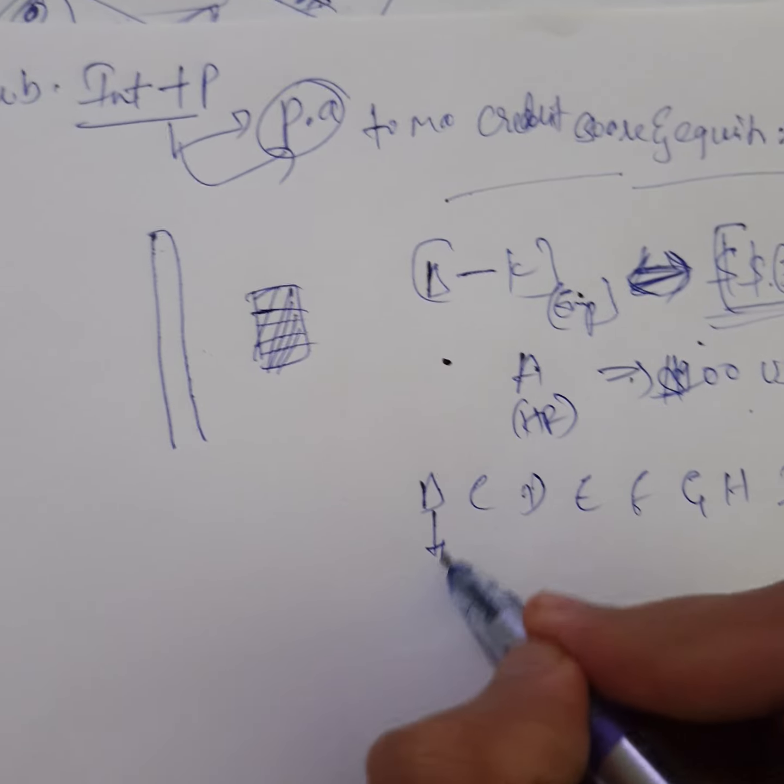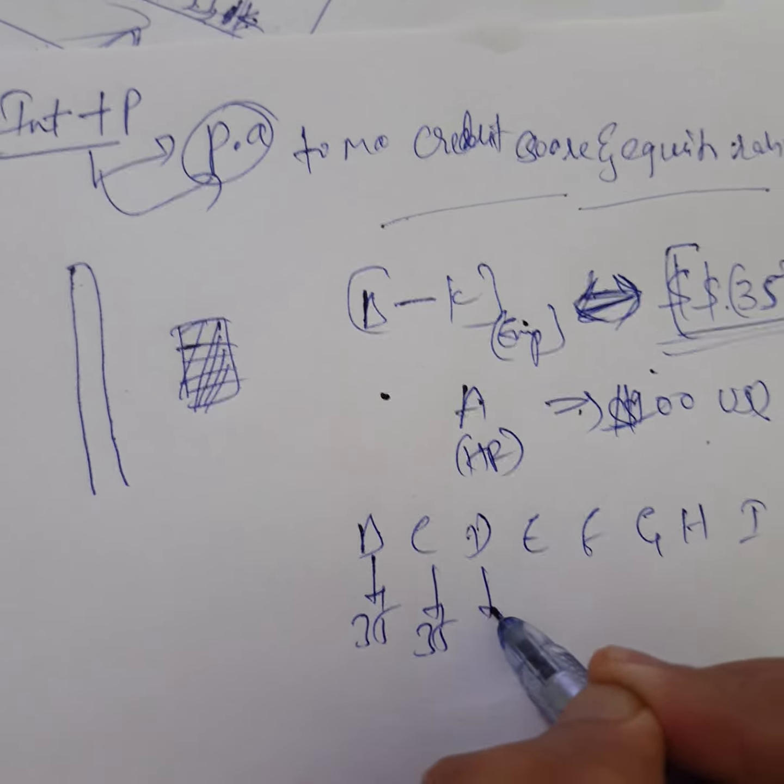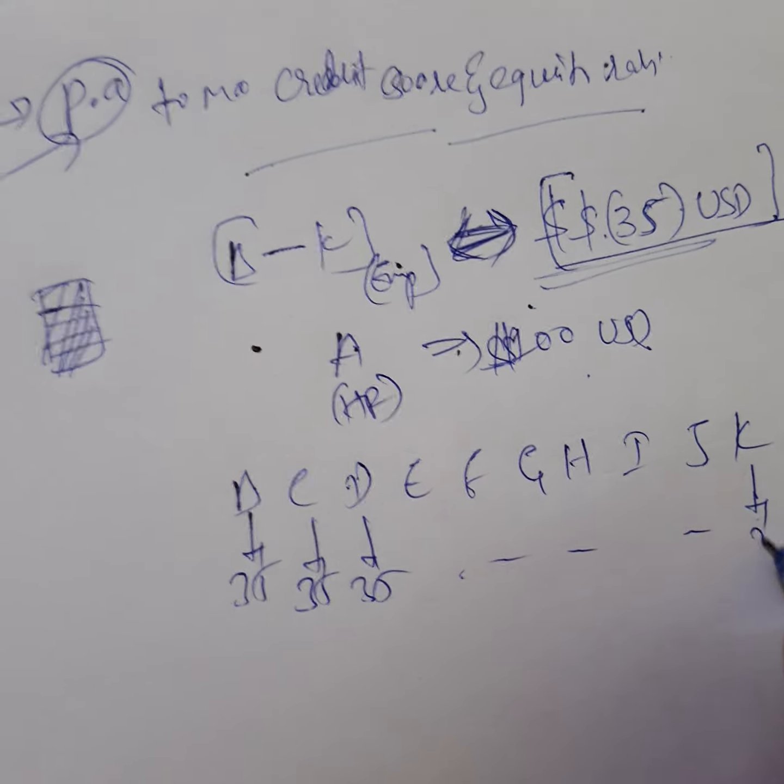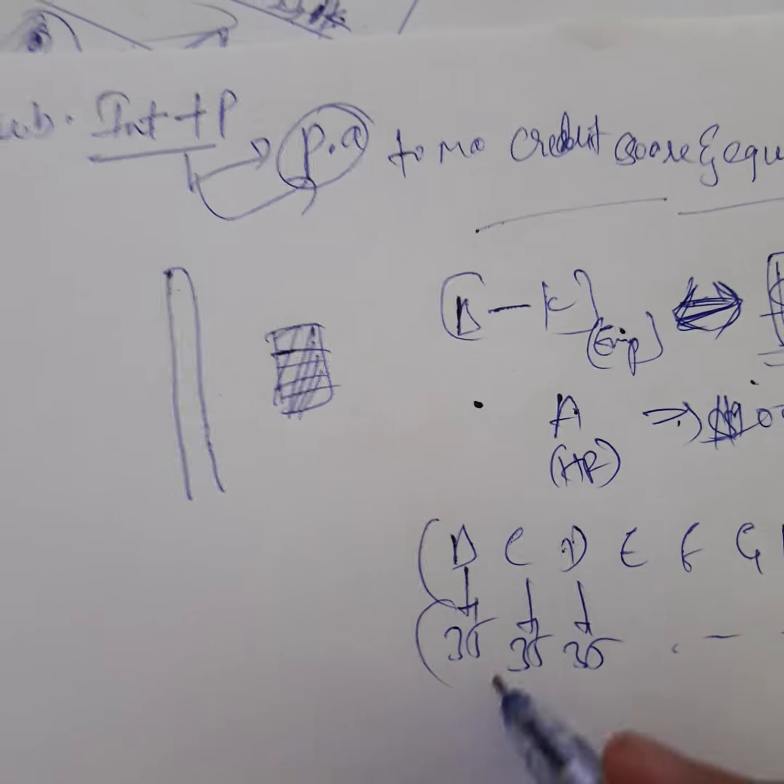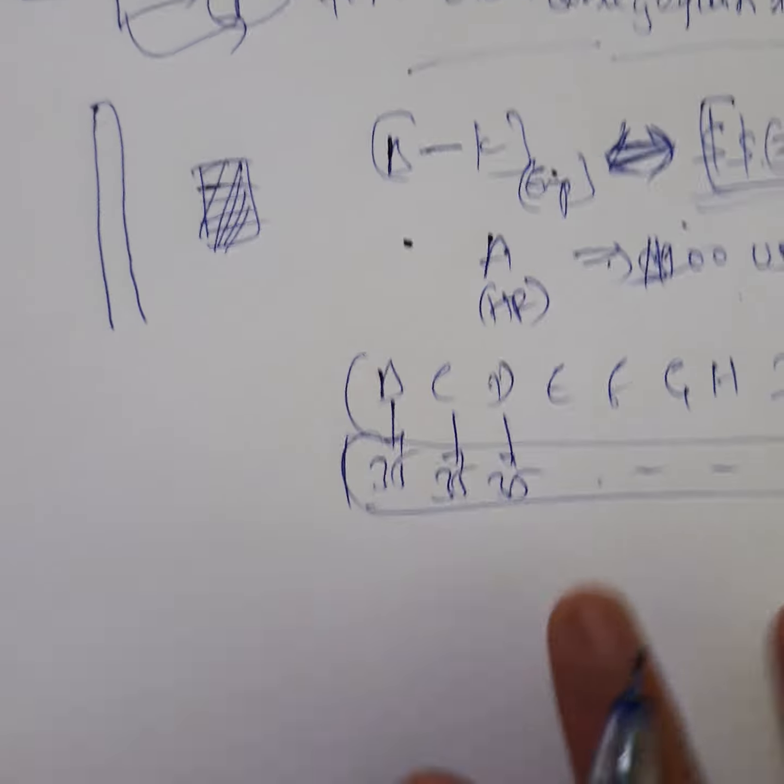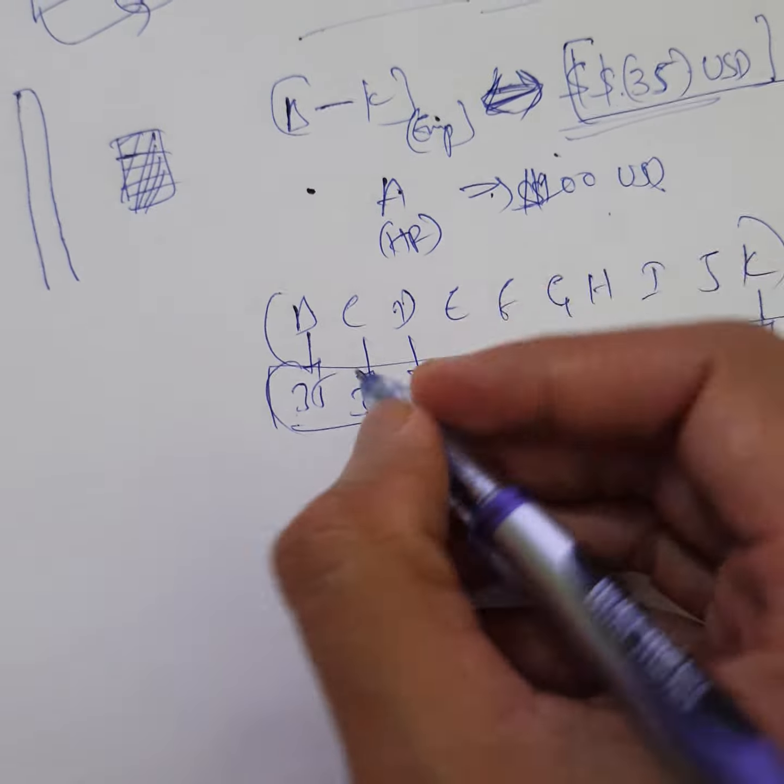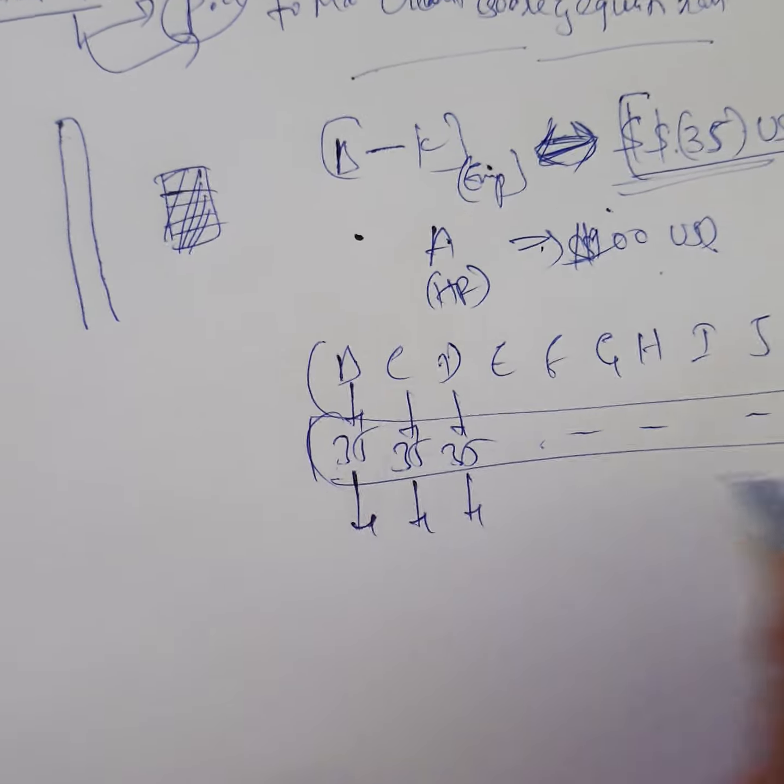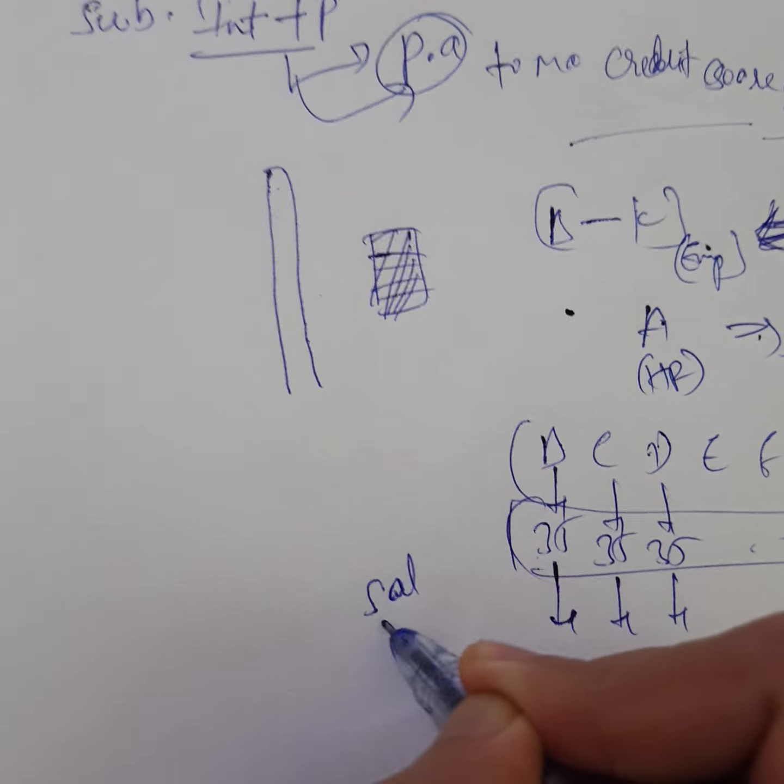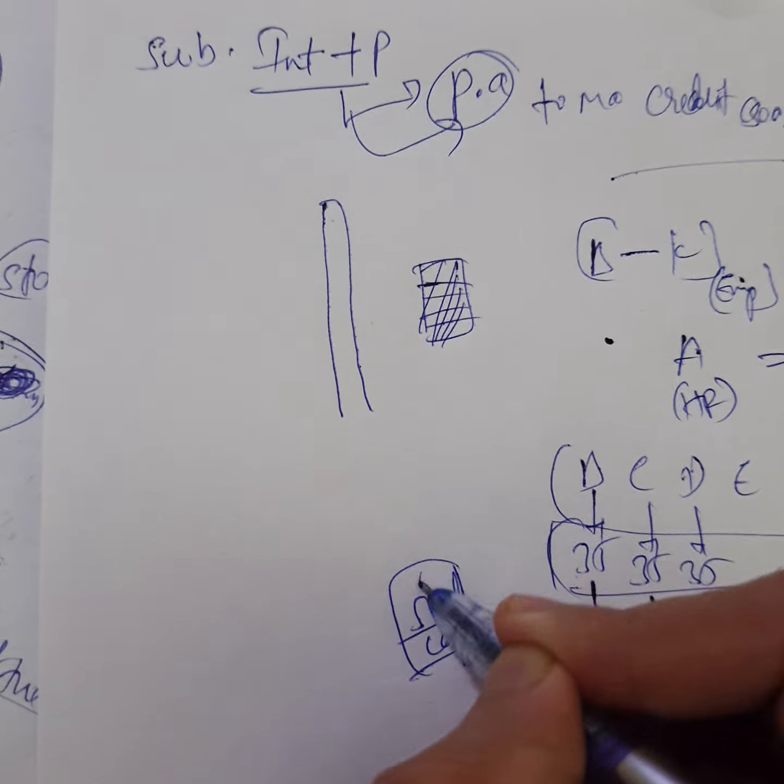What are they getting? 35, 35, 35, and so on. They are all going to get 35, because of which they want some loans, in order to meet their demands, because the salary is capped. This is called a salary cap.